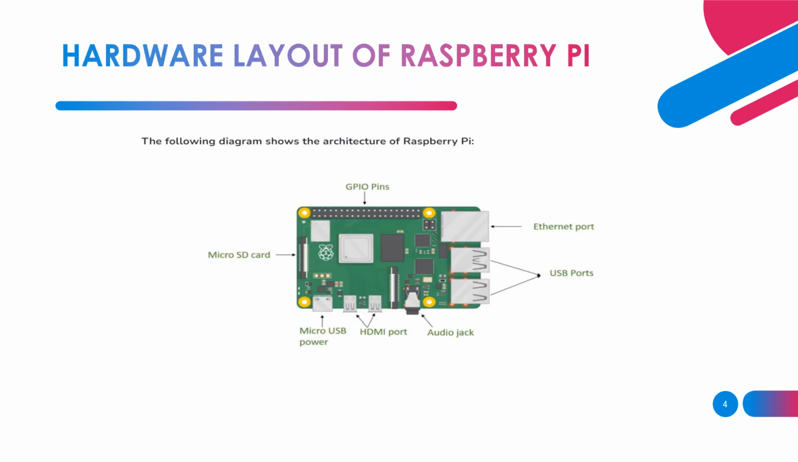Hardware layout of Raspberry Pi. The diagram shows the architecture or the hardware layout of the Raspberry Pi. It includes the processor, the Broadcom BCM2835 system on chip used in the first generation Raspberry Pi, which is somewhat equivalent to the chip used in the first generation smartphones, and includes a 700 MHz ARM1176JZF-S processor, VideoCore IV graphics processing unit and RAM.